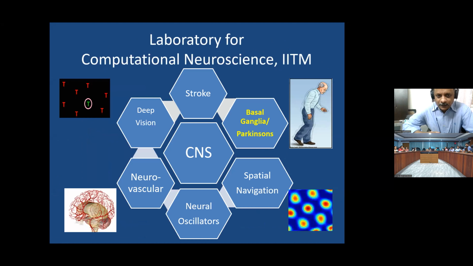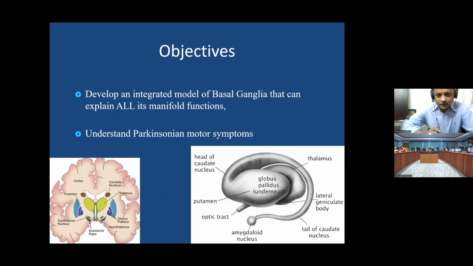To this end, my lab is divided into multiple teams. Each team works on one problem with a specific goal. One of the teams works on basal ganglia and Parkinson's disease. That's what I'm going to talk about today.